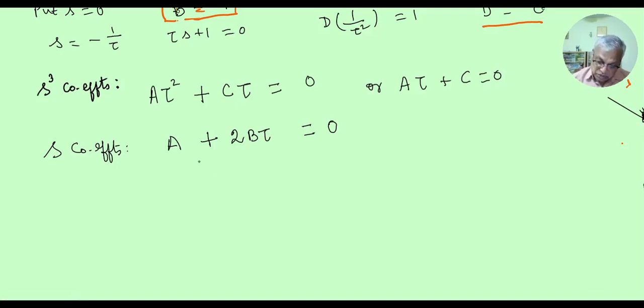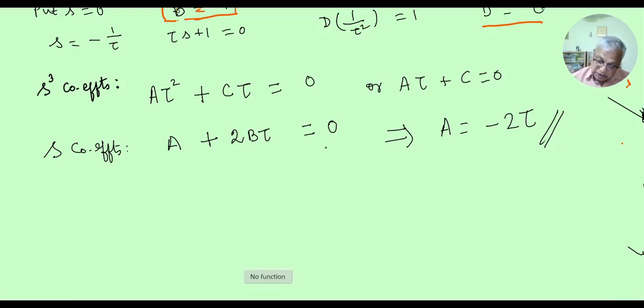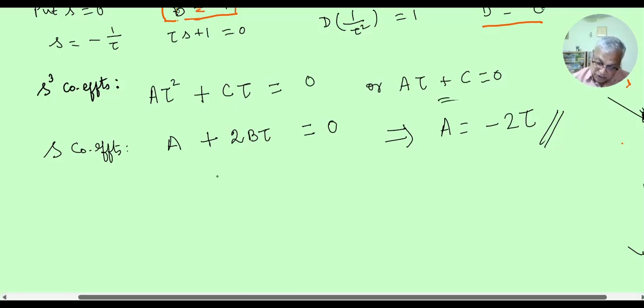So since we have found B, if you substitute here, A will be equal to minus 2 tau. So we got A, we evaluated A, B and D. Then let us substitute this A in the previous equation here. So we have A tau plus C equal to 0.